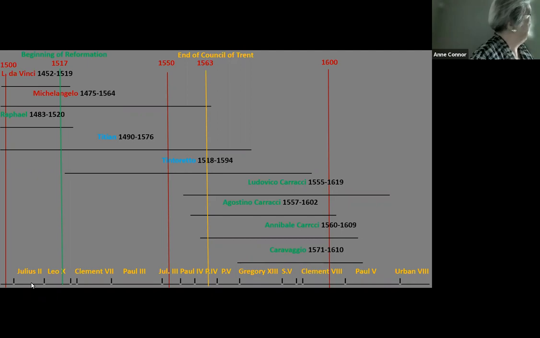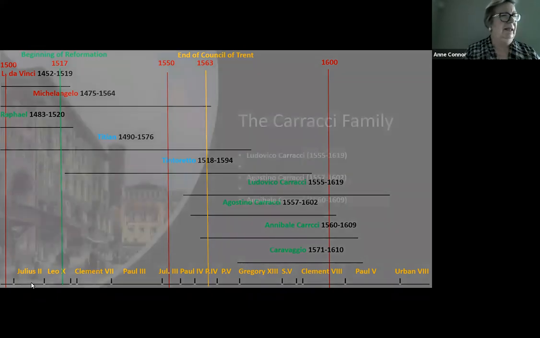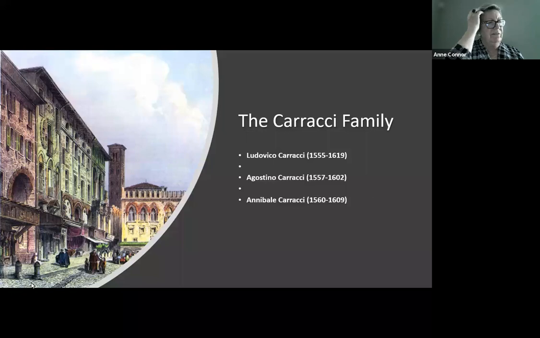I always love these timelines. I think it's really nice to give us a feel for when it took place. As you can see, Agostino didn't live very, very long, but definitely Caravaggio is the one who had the shortest lifetime. So the Carracci family.